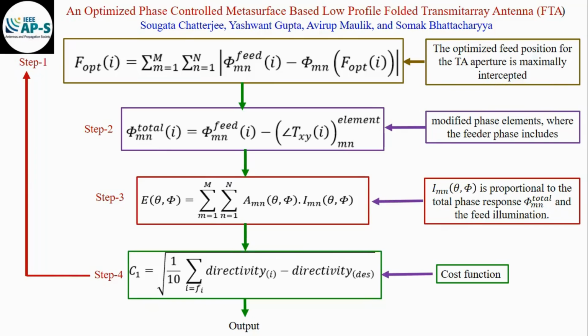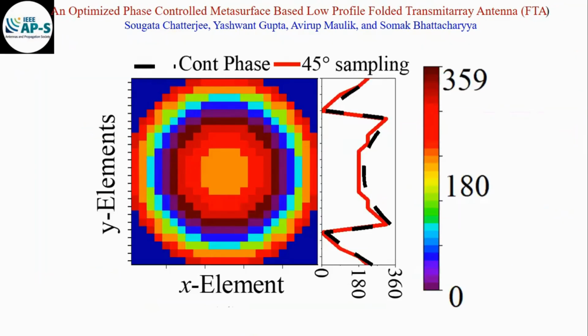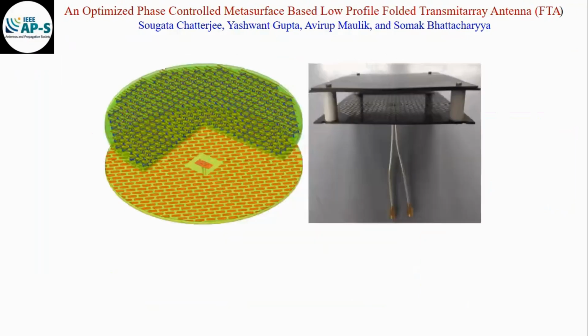And we put a cost function. If the cost function gives the desired performance, then it will stop. Otherwise, it will go to step one. Here is a sampling of 45 degrees of our desired phase profile. Here is the folded transmitter antenna where the top one is a transmitter array and the bottom one is a reflector array, and here is the feed.